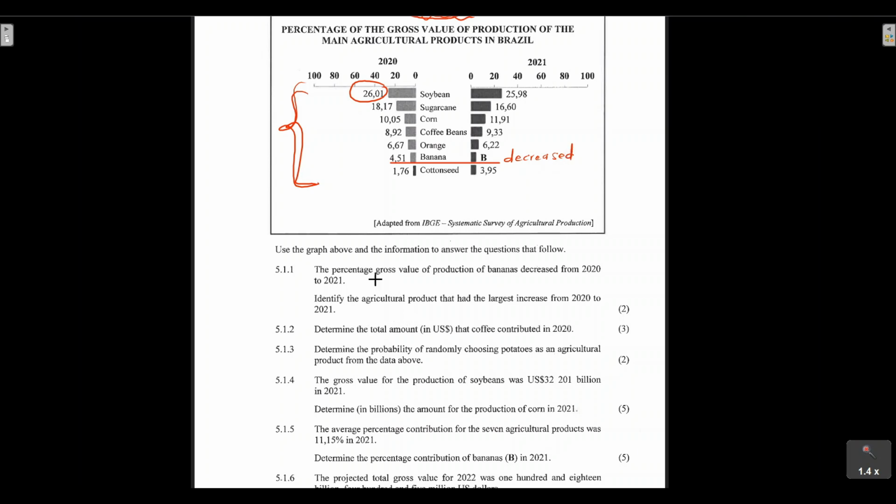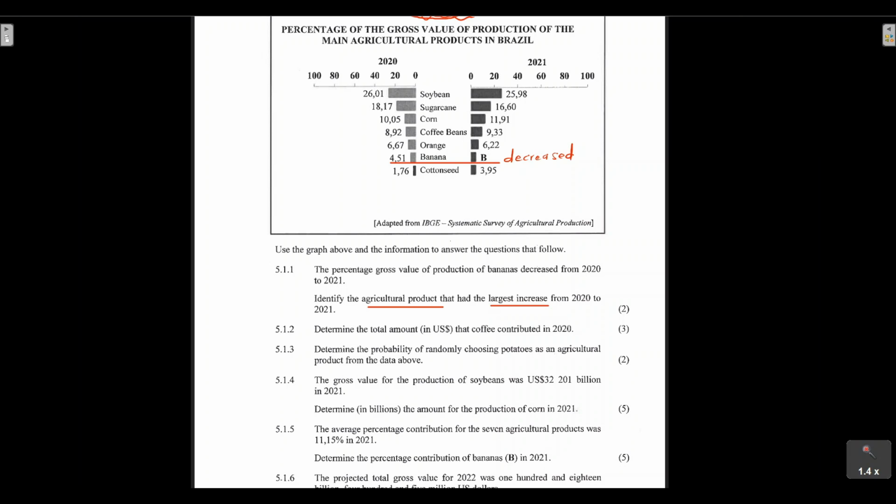Now we want to identify the agricultural product that had the largest increase. So how will we determine whether it had a large increase? The first thing we need to do is determine whether it increased from 2020 to 2021. Then from there, root out the products that didn't have an increase, and from there we'll be able to compare the values we have left to see which had the largest increase.